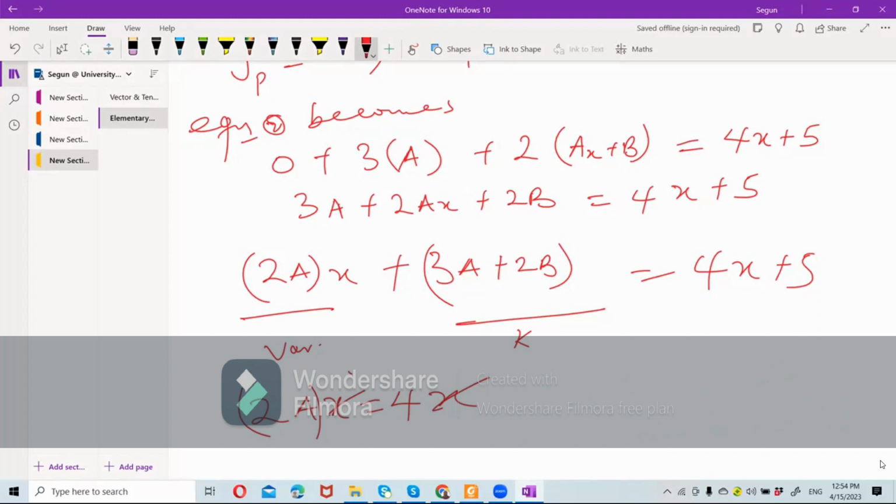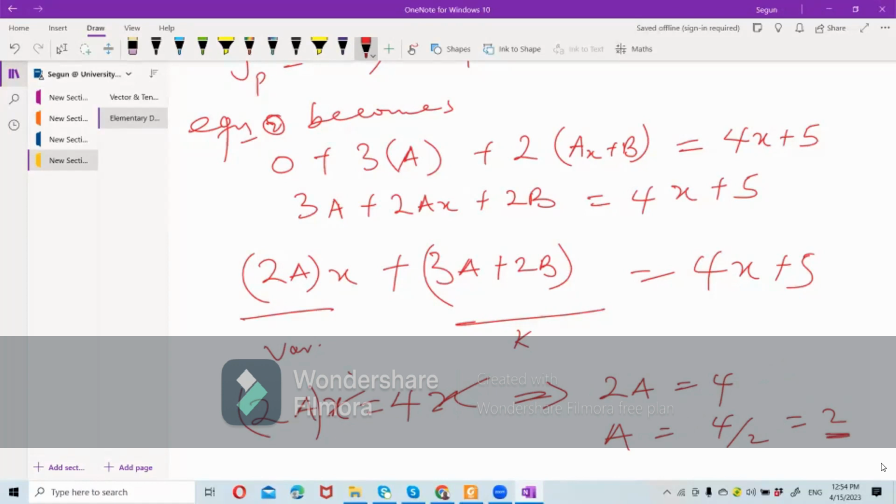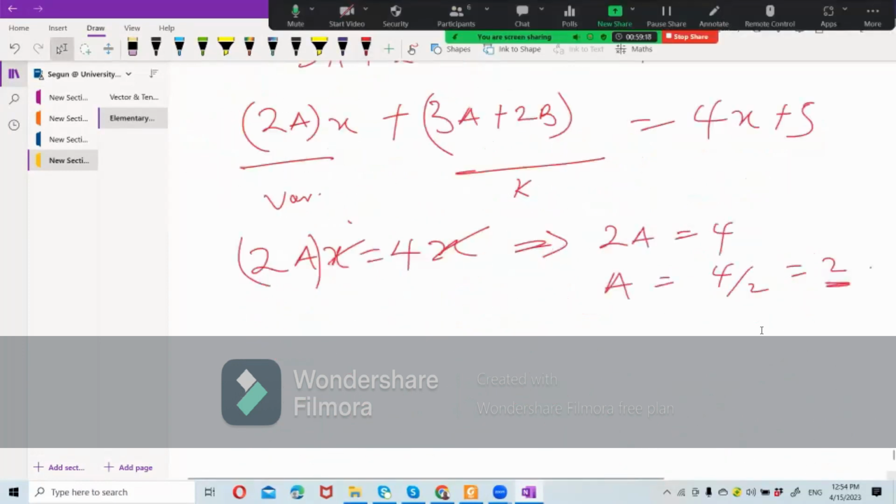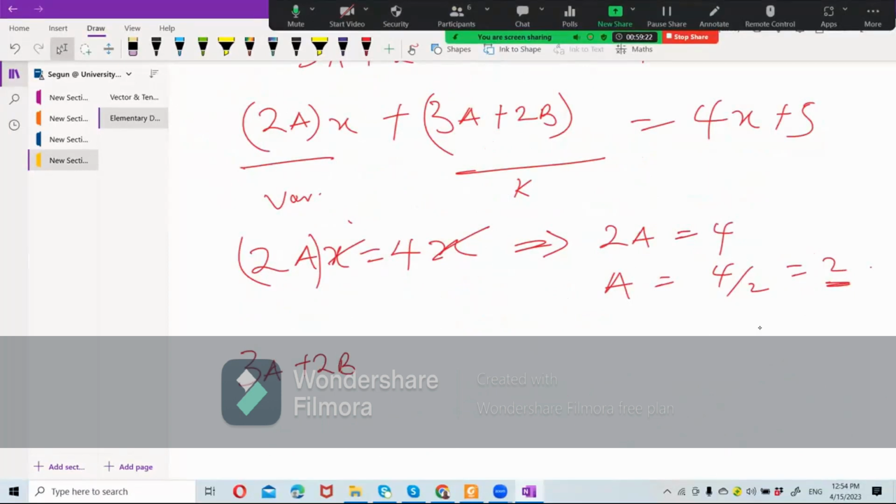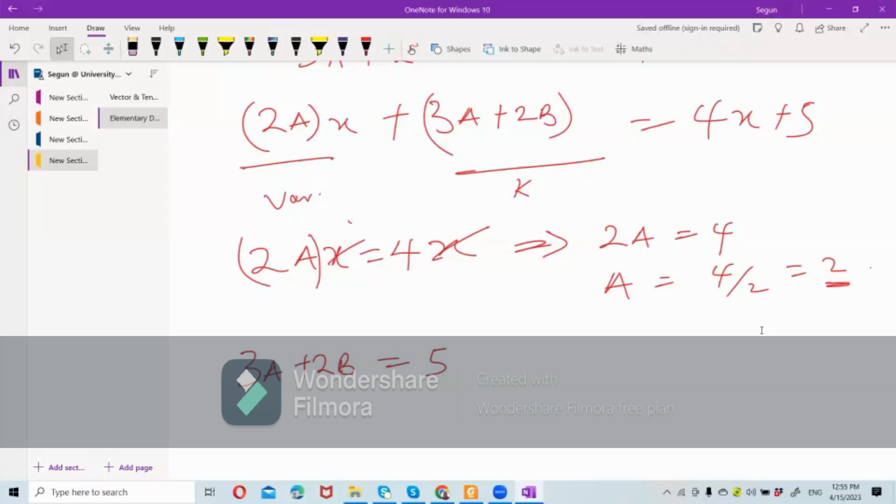Since you agree with this, I have 2a equals 4. A equals 4 over 2, which equals 2. Do you agree with this? Yes, we agree. Now that we have A, we can say 3a plus 2b equals 5. You are getting it now. Then I know my A equals 2, so I can substitute it to get my B.